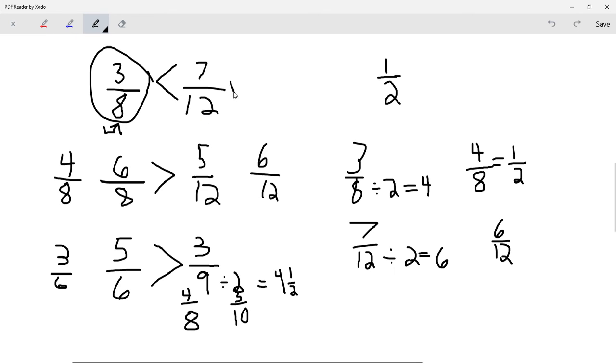I know that 24 is a common denominator, so I can just do 2 times 7, and that's 14/24ths, and then 8 times 3 equals 24, so then 3 times 3 is 9, and that's 9/24ths. So obviously 14/24ths is bigger than 9/24ths.